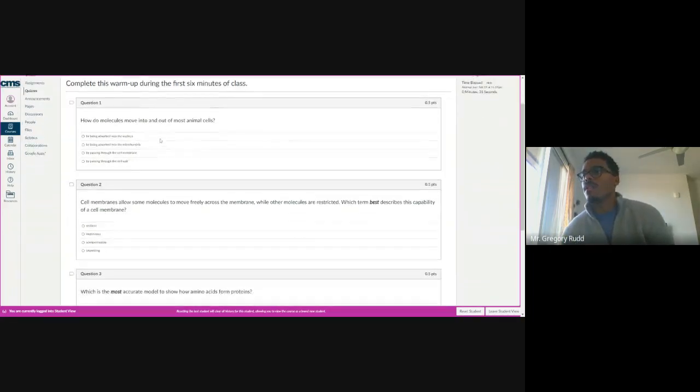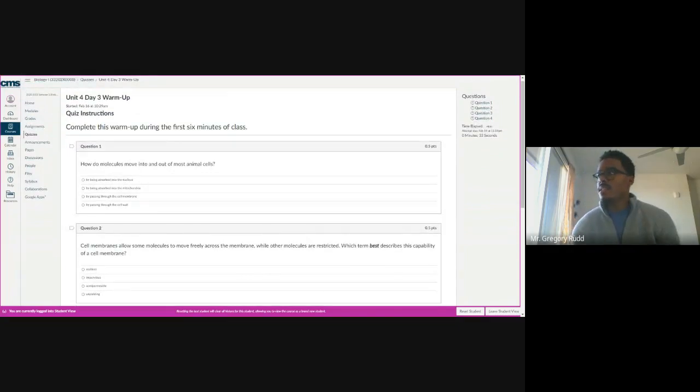So this first question asks, how do molecules move into and out of most animal cells? Well, we know that each of these things that's mentioned here is an organelle. The nucleus, the mitochondria, the cell membrane, the cell wall, all 4 of those are organelles. They are parts of cells.